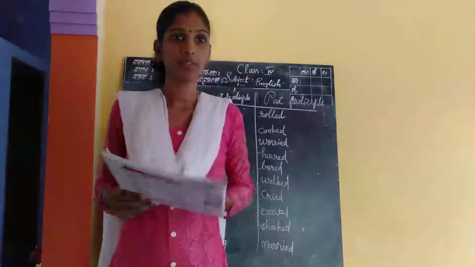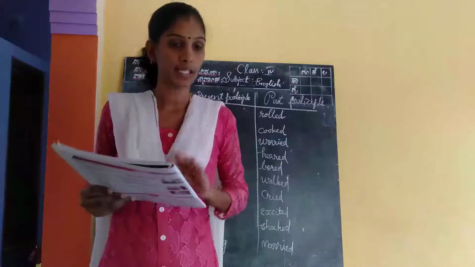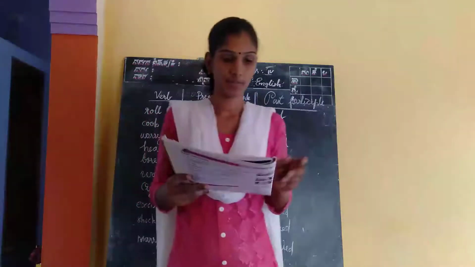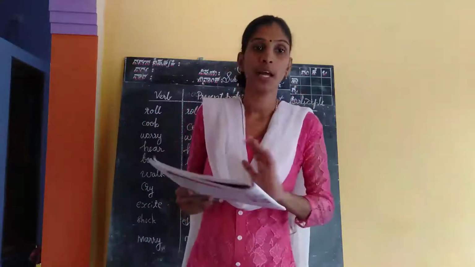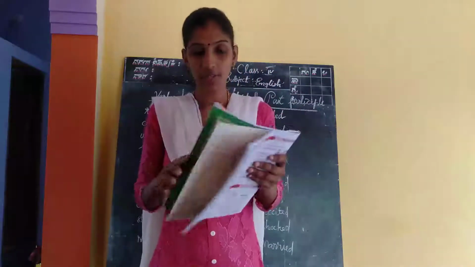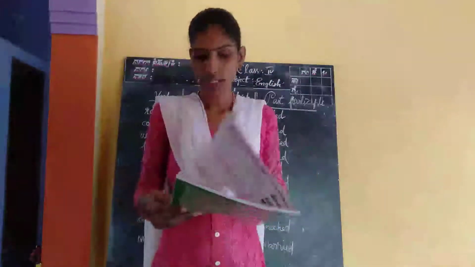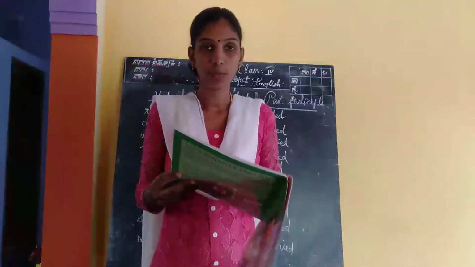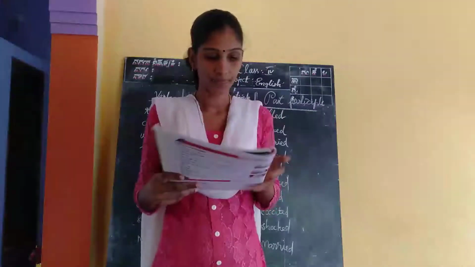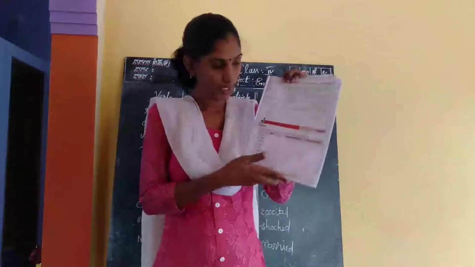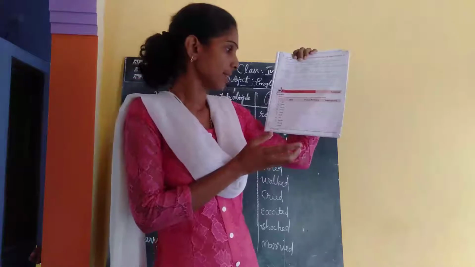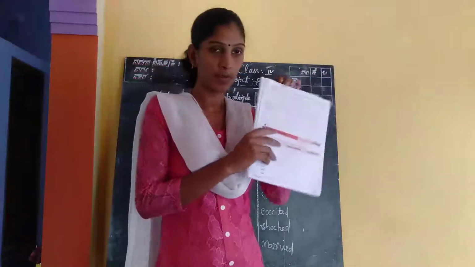Hi children, in the previous class we discussed participles, present participle and past participle, right? V4 and V3. Today we are going to do an activity from the workbook. I request you to open your workbook page number 7. In page number 7 you can see a table. Write the present and past participle form of the verbs.